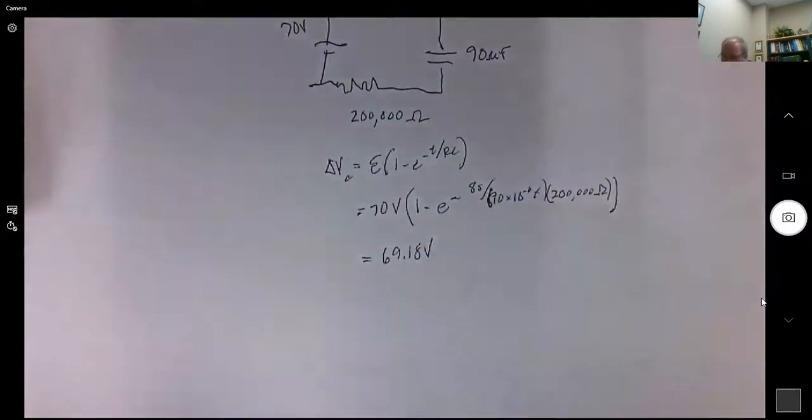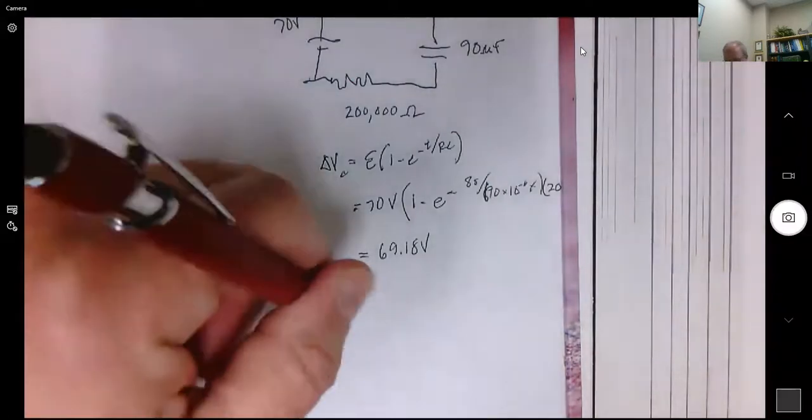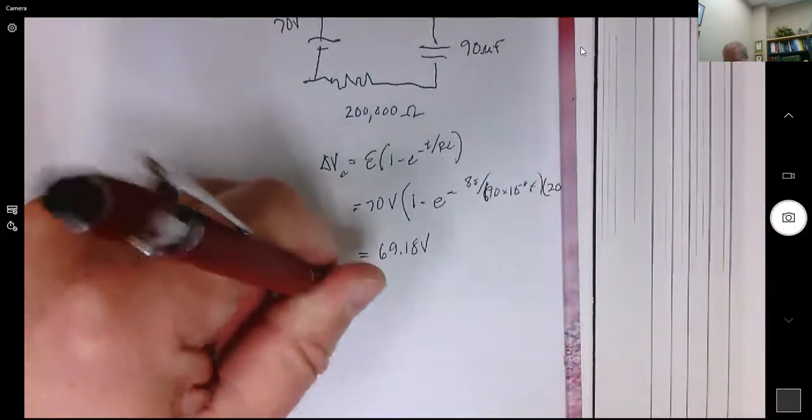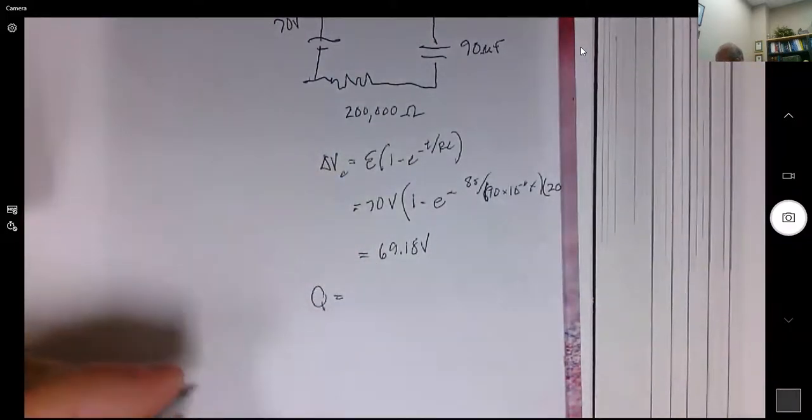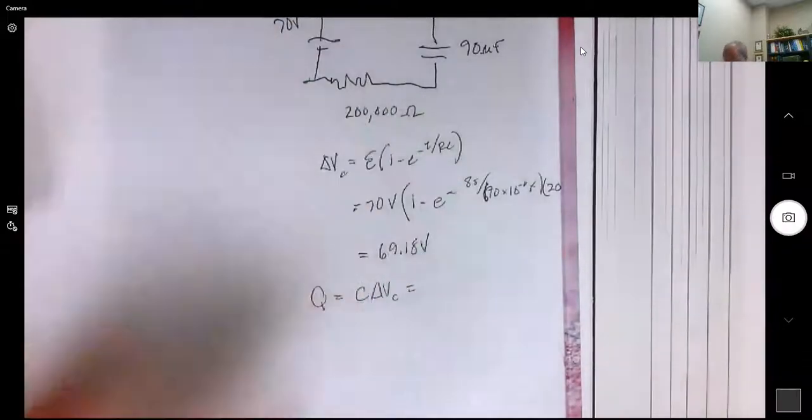Okay, unfortunately, that's not what the problem is asking for. We actually need to know the charge on this individual side of the capacitor. So we need to know what Q is, and we need to relate Q to voltage. Now, we have to go back to chapter 21 in order to understand what charge is related to voltage, but it turns out that Q, charge, is just equal to capacitance times delta voltage for the capacitor, okay?